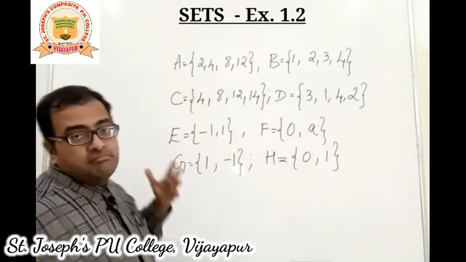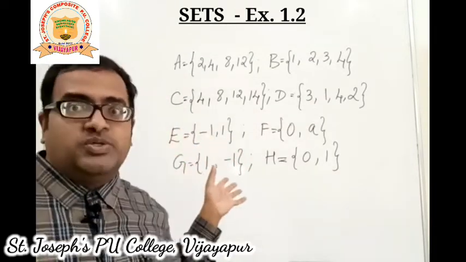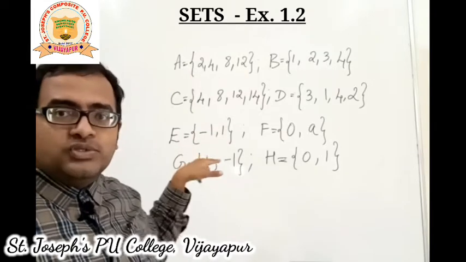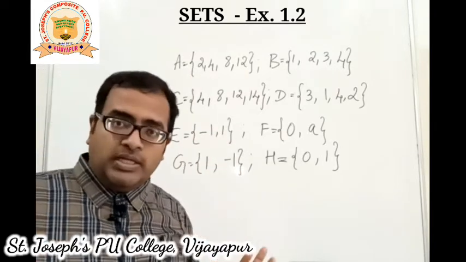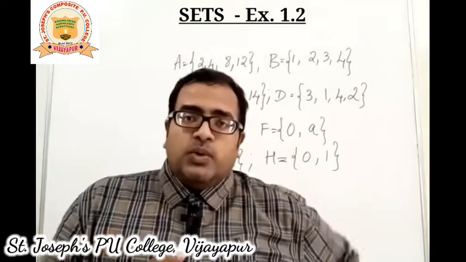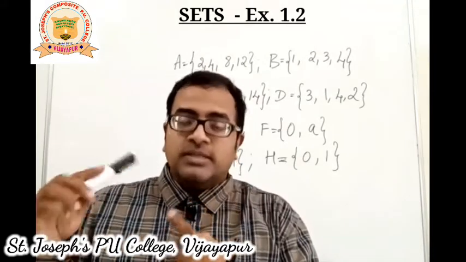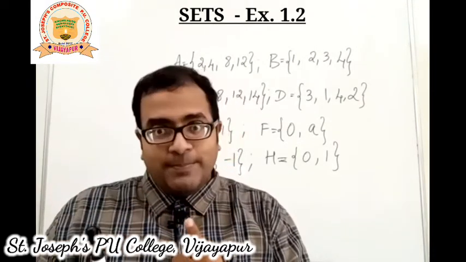A and E, just by looking at the number of elements you can make out that there are 4 elements and 2 elements, so they are not equal. See, to be equal, 2 things are important. First, the number of elements should be the same.